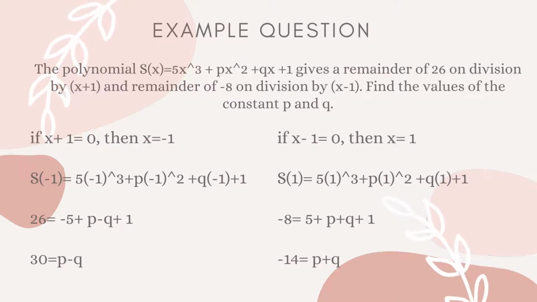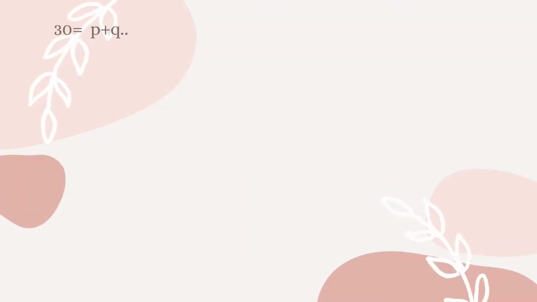The other factor will be x minus 1, where the root of it is equal to 1. We then substitute this 1 into the polynomial P(x), where we get 5 plus p plus q plus 1. And the left hand side, negative 8, is the remainder mentioned in the question earlier. So at last we get negative 14 equals p plus q. So right now we have two equations.